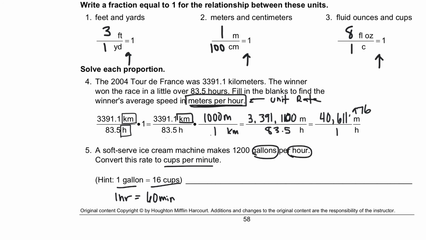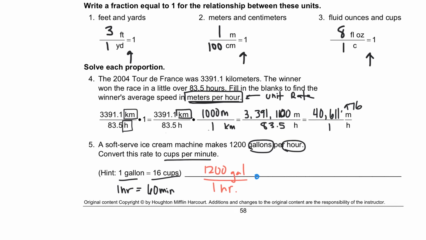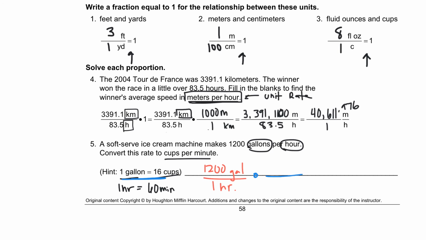So we're going to start off with our original fraction. Our original fraction in this particular case is 12,000 gallons, or 1,200 gallons for every 1 hour. The first thing that we're going to try to get rid of is our gallons, and I'm going to put that in blue here. To get rid of gallons, we need to use the 16:1 ratio. So I'm going to make my fraction here. Gallons is at the top, so I want gallons at the bottom, so I can get cups at the top. We know that there's 16 cups for every 1 gallon.